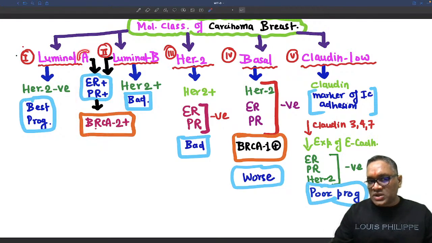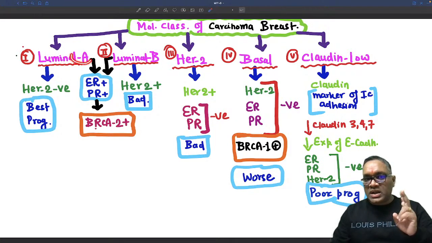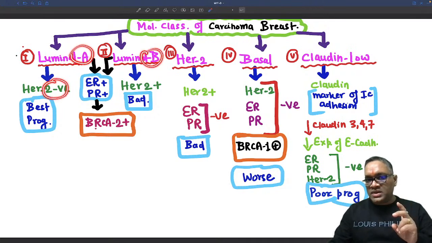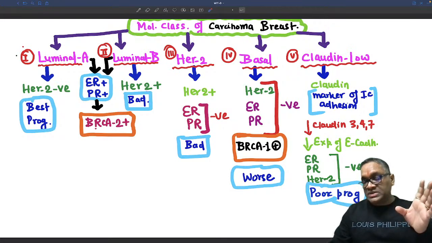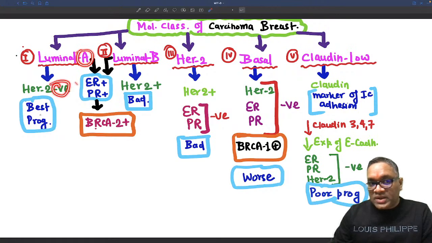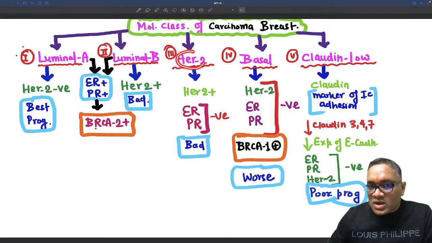Right? Now what is the difference? Luminal A is HER2 negative, but luminal B is HER2 positive. Now understand what is the difference? Luminal A is HER2 negative, luminal B is HER2 positive. And remember, second fact is wherever you find HER2 positivity, the patient will be having poor prognosis. So luminal A is HER2 negative, so they will be having best prognosis. Whereas luminal B is HER2 positive, so they will be having bad prognosis. Is it clear?